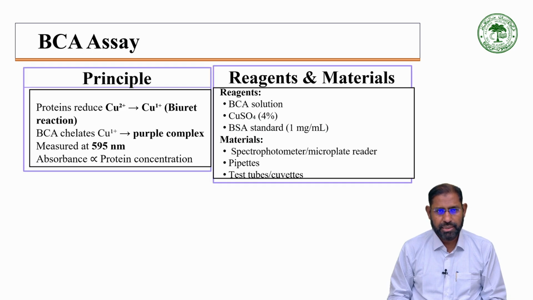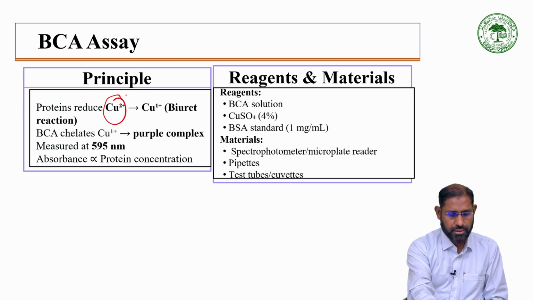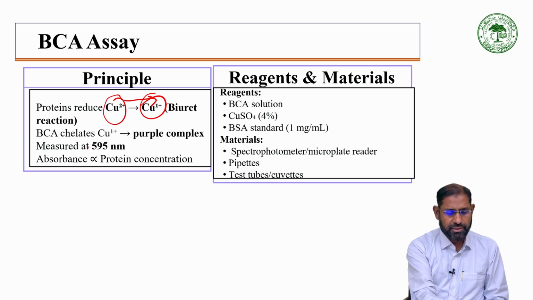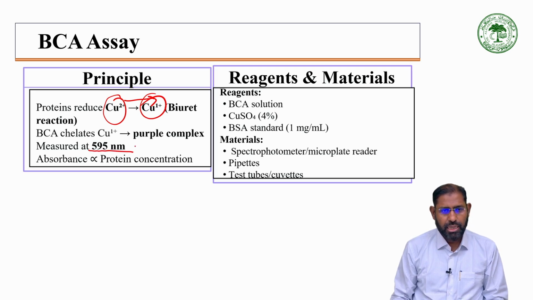The principle of BCA: the protein reduces copper 2 plus to copper 1 plus. That's called the Biuret reaction. And what happens? BCA chelates Cu1, copper 1, forming a purple complex, and then we have to measure at 562 nanometer. This is absorbance versus protein concentration. Whatever absorbance we get, we have the protein concentration. The higher the absorbance, the higher the protein concentration.